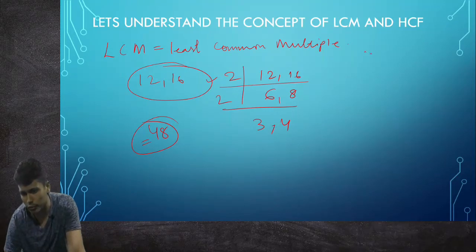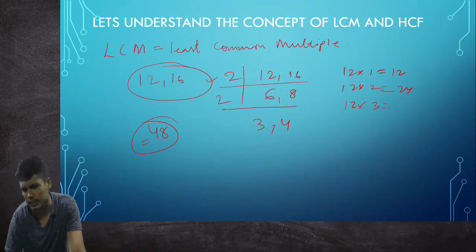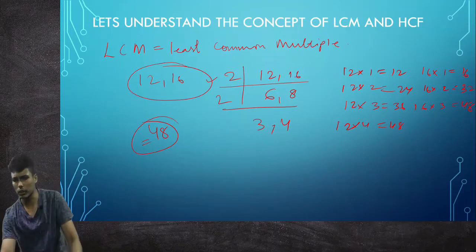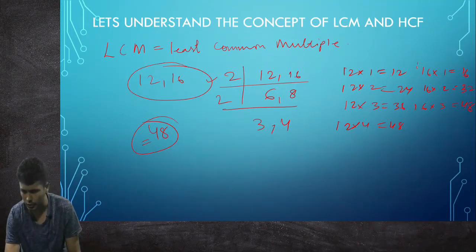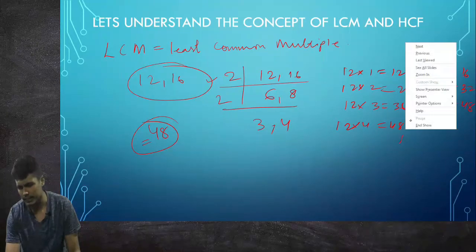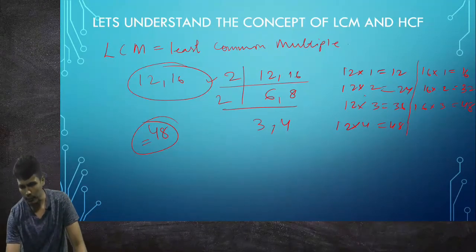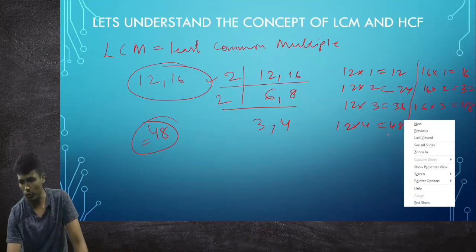Now if you write the multiples of 12: 12 ones are 12, 12 twos are 24, 12 threes are 36, 12 fours are 48. Same thing you write with 16: 16 ones are 16, 16 twos are 32, 16 threes are 48. Now we are writing the multiples of 12 and 16. Let me separate this so you don't get confused. In the multiples of 12 and 16, the common one, the least common one, is 48.